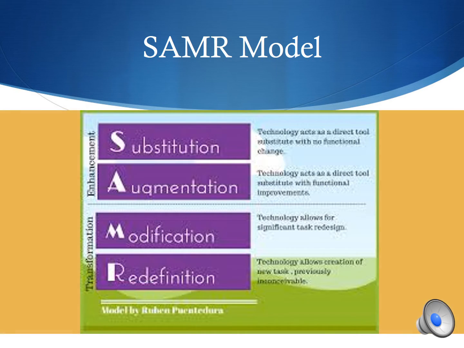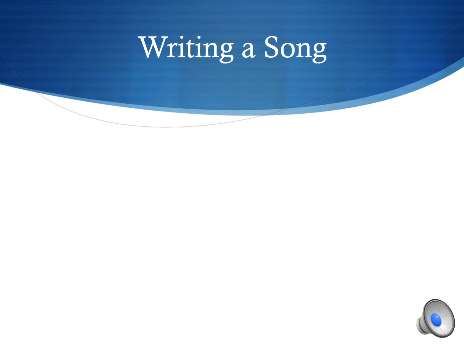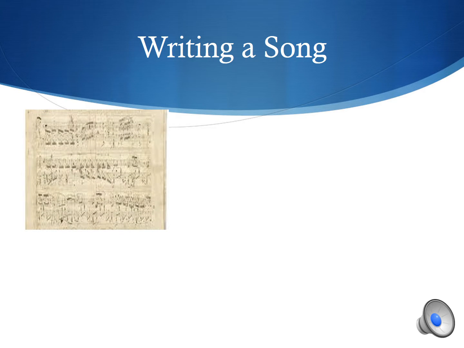Let's go over substitution. This is where the technology that is being used acts as a substitute for something more old, if you will. An example of this is writing a song. You can write a song on a paper, or you can write it on your computer, which might come out a little bit clearer. Augmentation is where you're doing the same thing, but better.